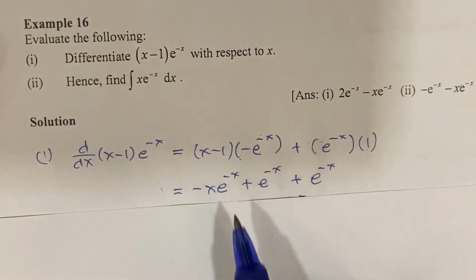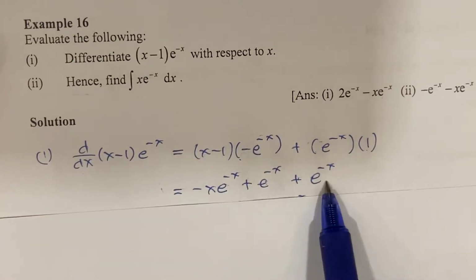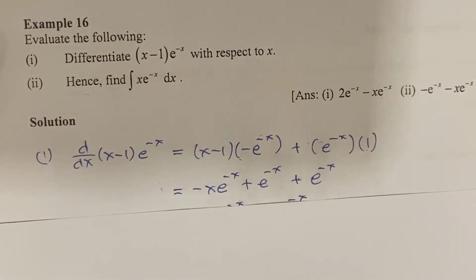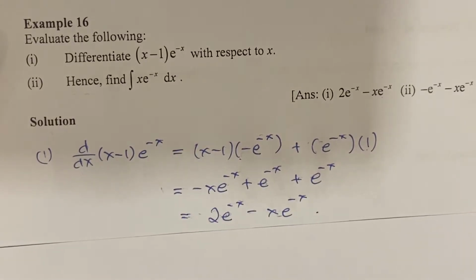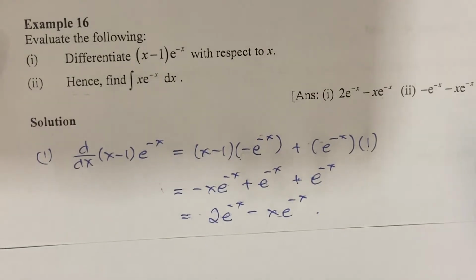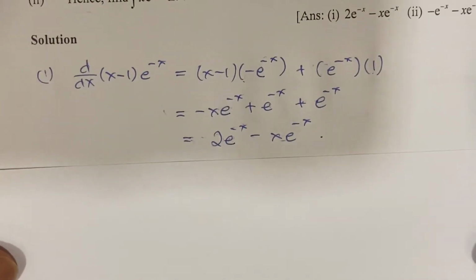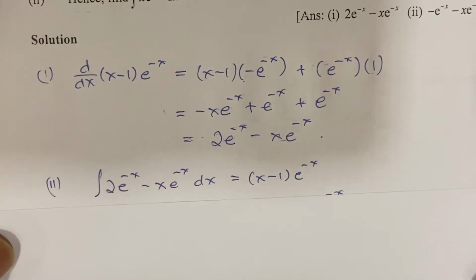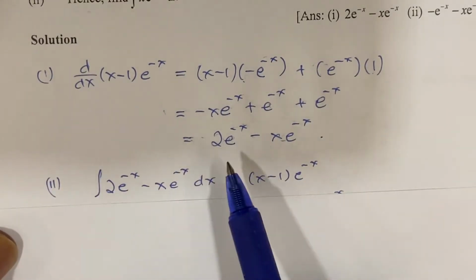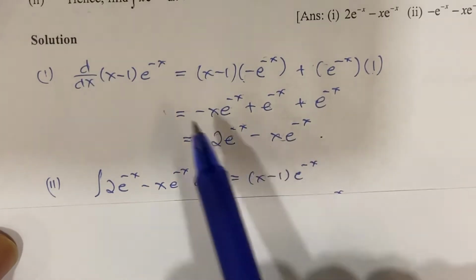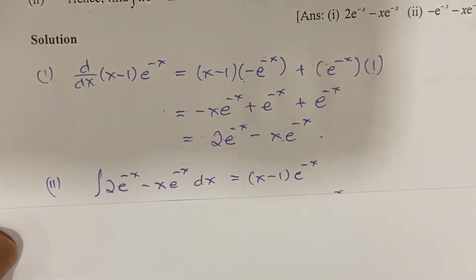We just open up the bracket, and these two are actually like terms, and we can simplify to have this. Now for part 2, we are supposed to hence find this integration. Given the idea that integration is the reverse of differentiation, we can say that if we integrate this, we're going to get back this function.